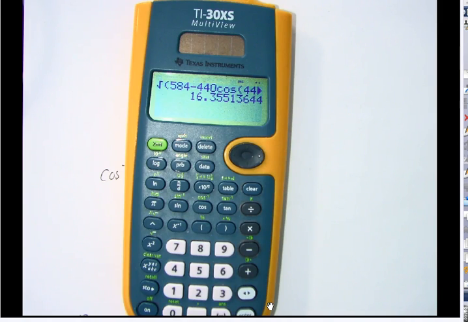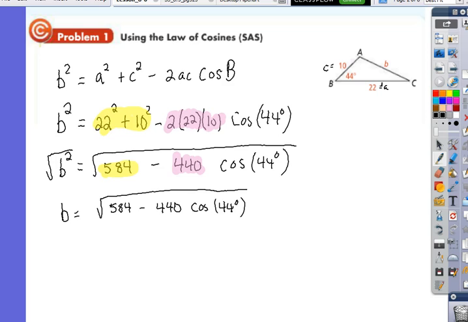I think the directions told me to round off to the nearest tenth, so 16.35 would round off to 16.4. So I go back here, and the value of b is equal to 16.4. Is everybody okay with that? Any questions about what I did? Okay.